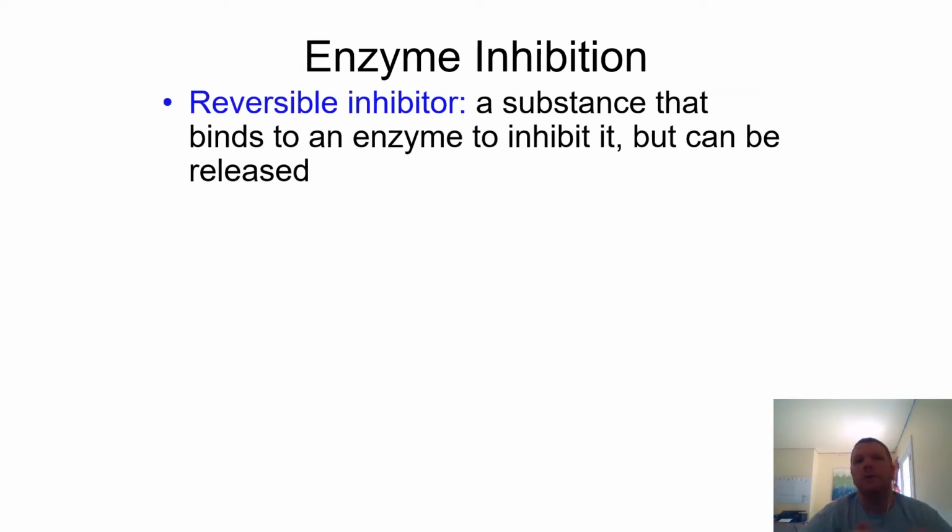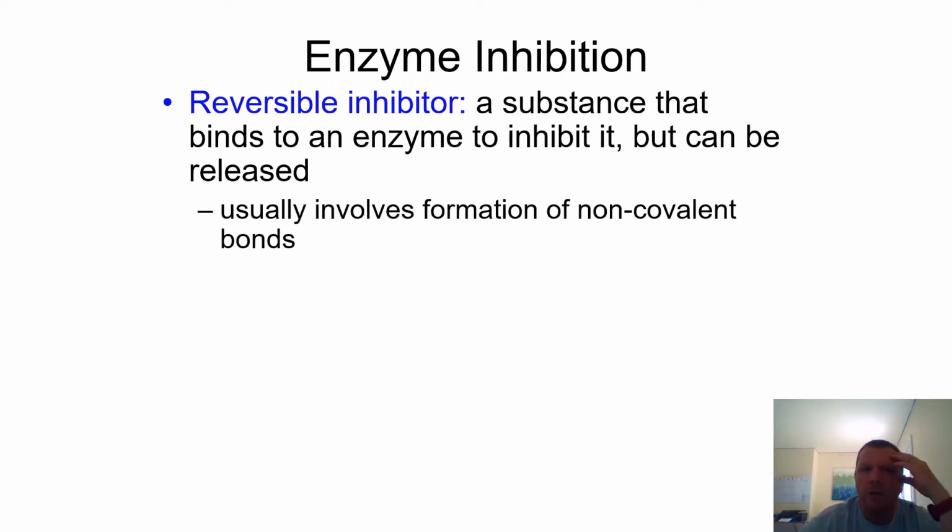So enzyme inhibition follows a couple of different methods, one of which is that an inhibitor can be reversible. That means a substance binds to an enzyme to inhibit it, but it can ultimately be released. This usually involves formation of non-covalent bonds, so you have an ionic bond or a salt bridge formed between an inhibitor and the enzyme active site.